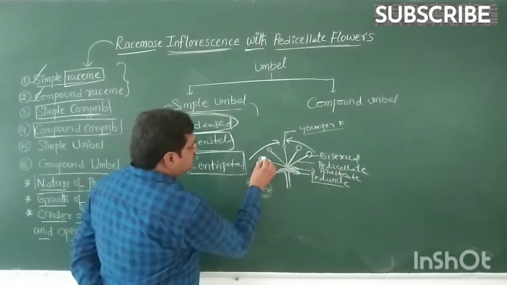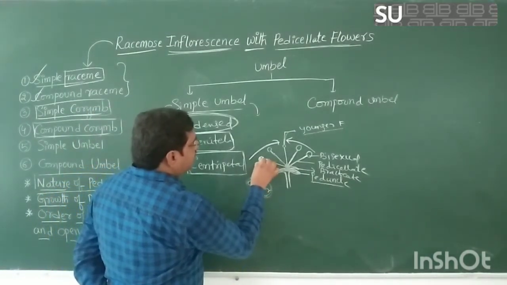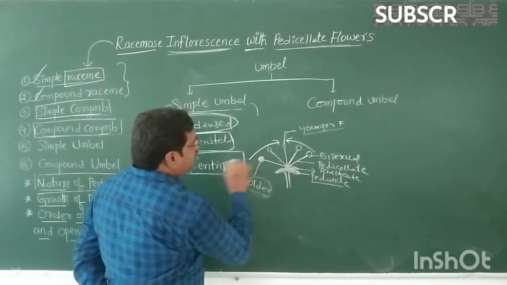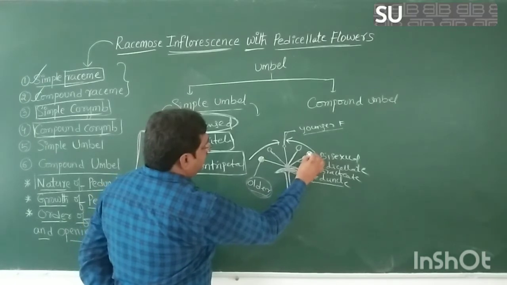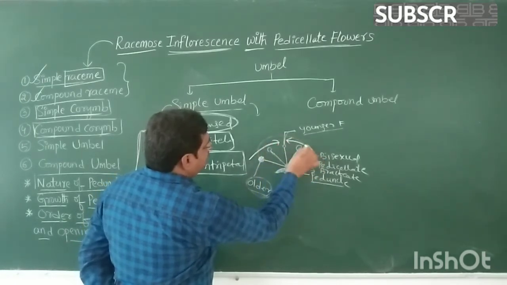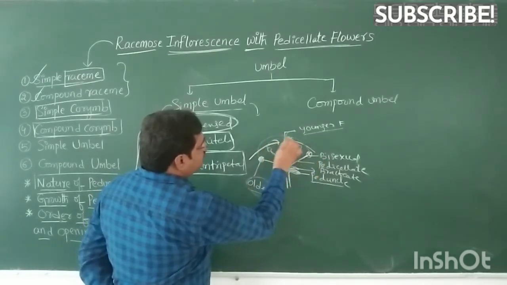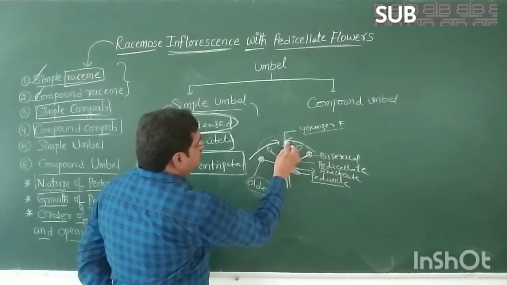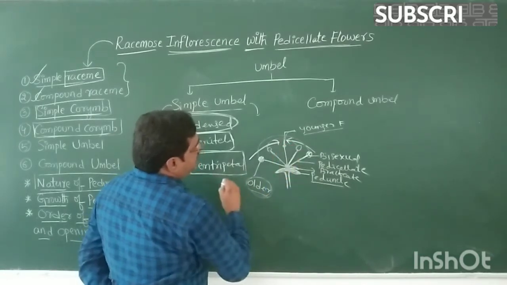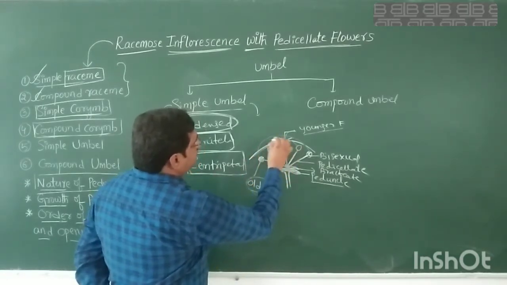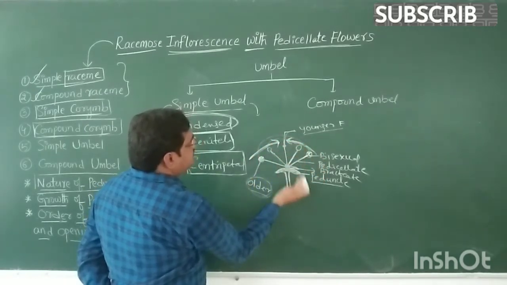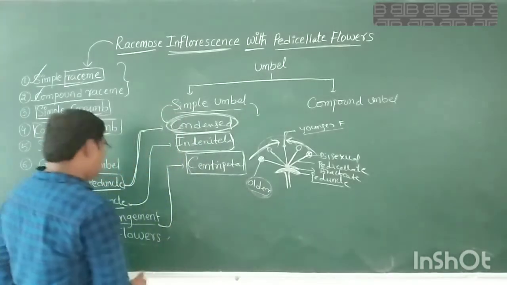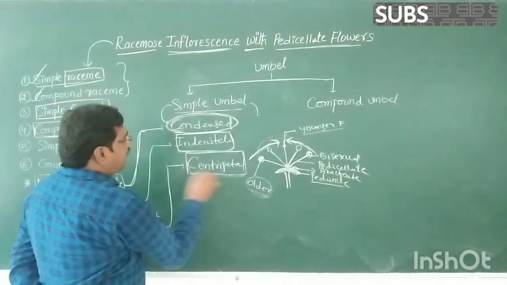See here, this is the older flower. The older flowers are present at the peripheral side. This is a younger flower. First these two flowers open, then these two flowers open, and last the central flower opens. So that is the opening of the flowers from the peripheral side to the center. This type of arrangement is called centripetal arrangement.